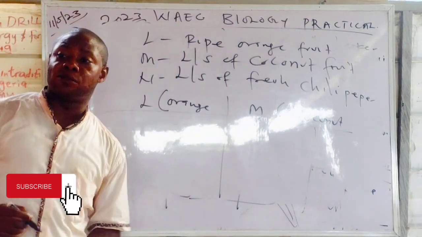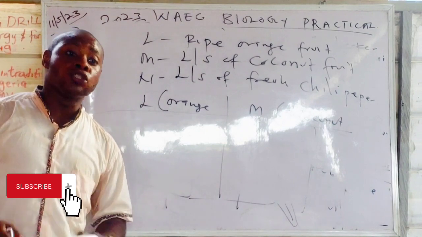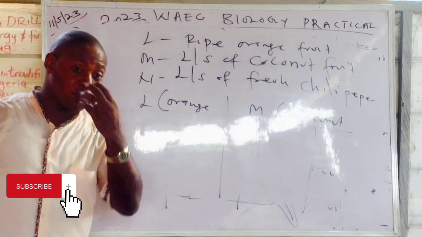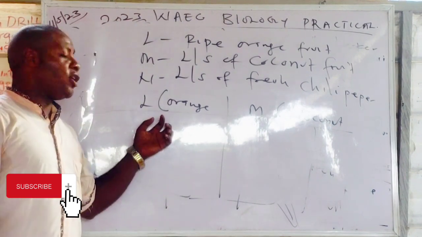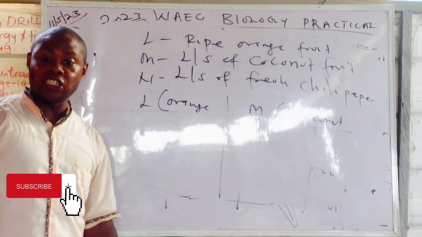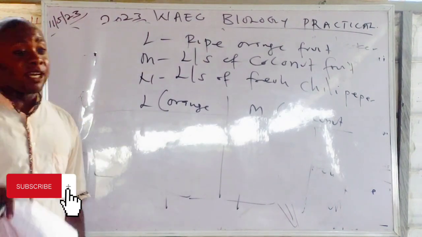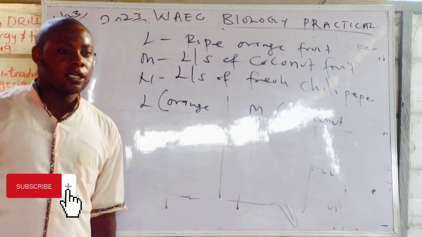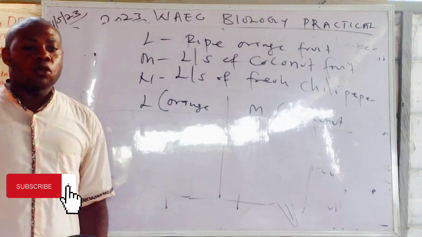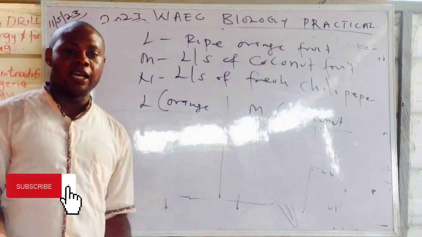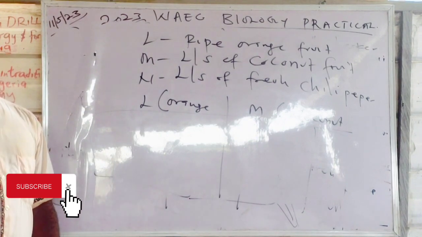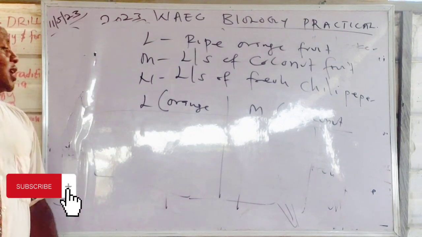Now, let me sound this warning. When you are trying to differentiate in biology, we are looking at morphological differences, particularly if it's a live specimen, things that you can actually see. Don't be telling us orange is sweet, coconut is bitter. No, this is not acceptable, because in that experiment you are not asked to taste it. So you cannot know maybe the orange is sweet or coconut is sweet. Are you getting me now? So let us look at things that you can see. The first thing you look at is their seed.